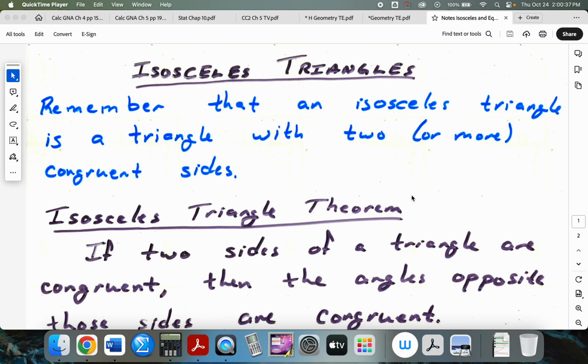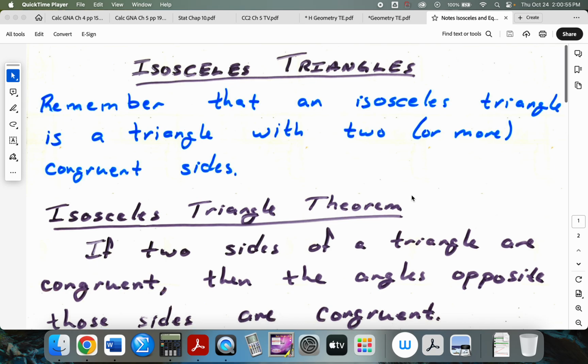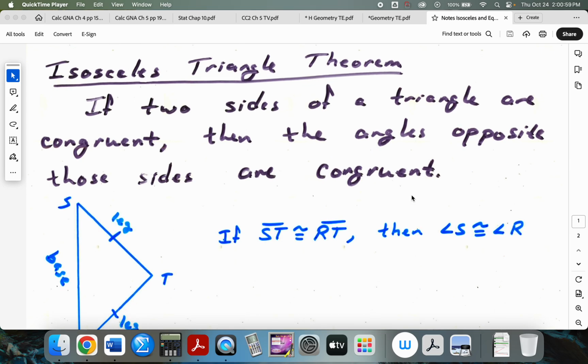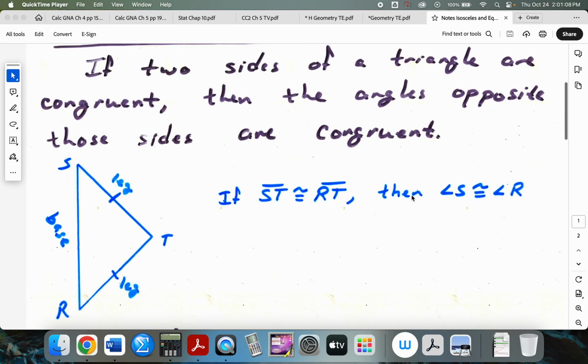Today we're going to look at isosceles triangles and equilateral triangles and how that works with the angles in a triangle. Just a reminder that an isosceles triangle is a triangle with two or more congruent sides. And this first theorem that we have is the one we're going to make the most use of. It's the isosceles triangle theorem. It says if two sides of a triangle are congruent, then the angles opposite those sides are congruent.